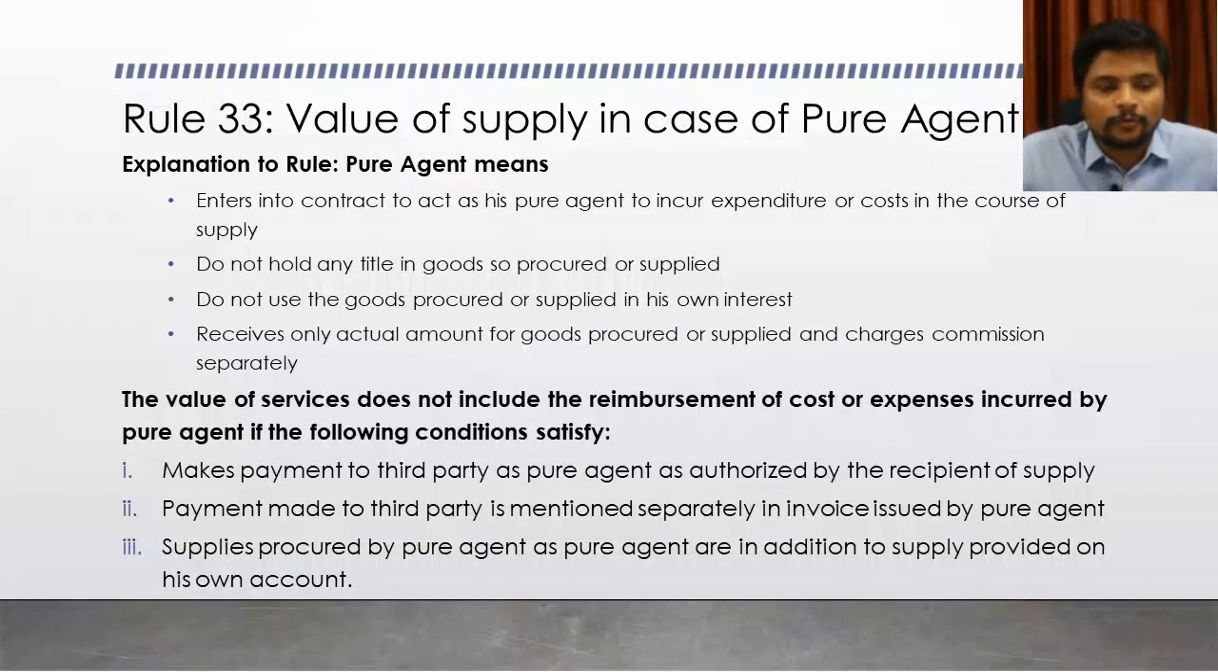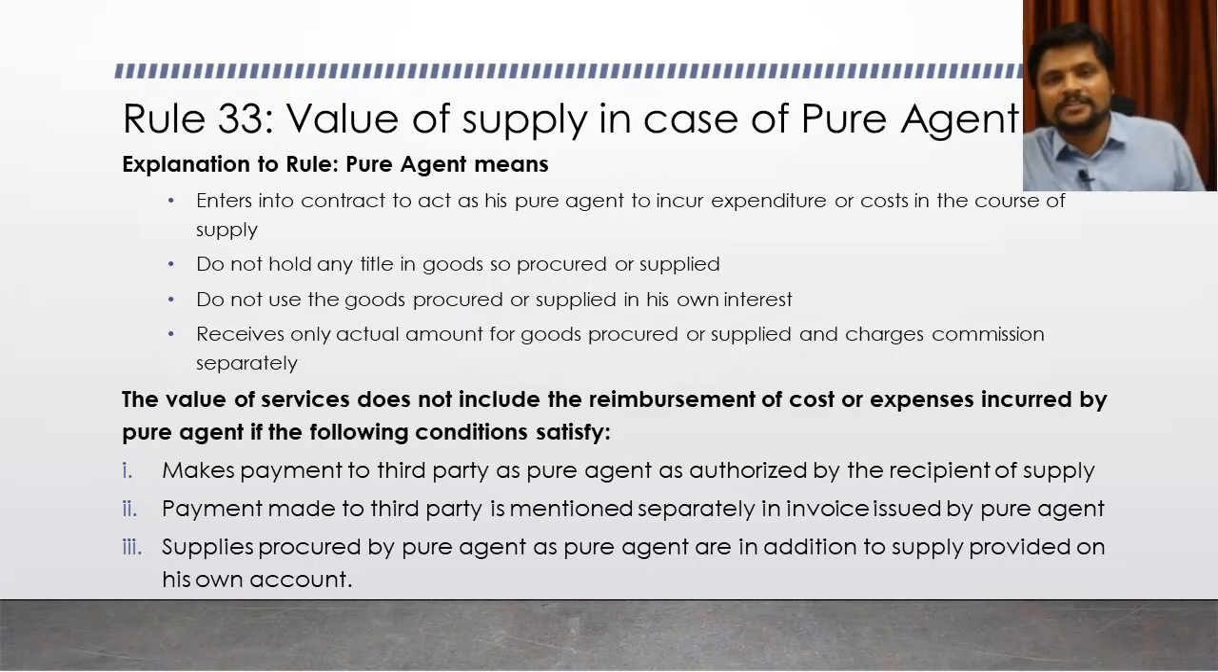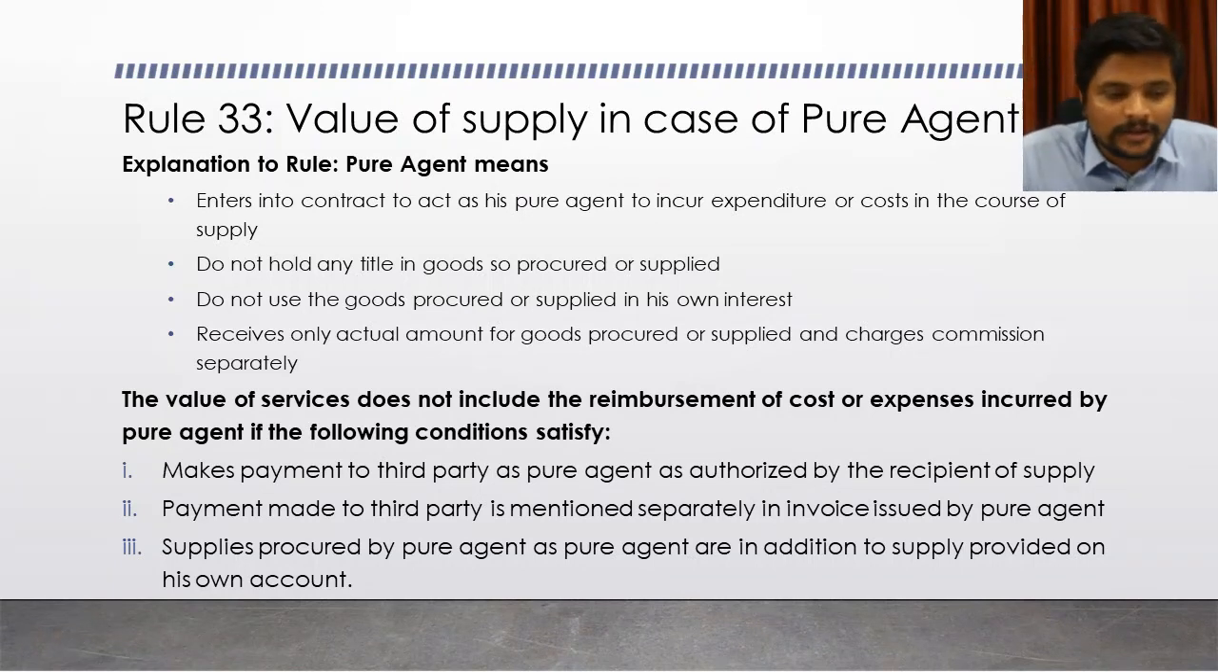Now we enter into Rule 33. Rule 33 is for the valuation of supply in the case of a pure agent. Okay. First we will know what a pure agent means, or who is called a pure agent. The Explanation to this particular rule defines the pure agent. The Explanation is as follows.